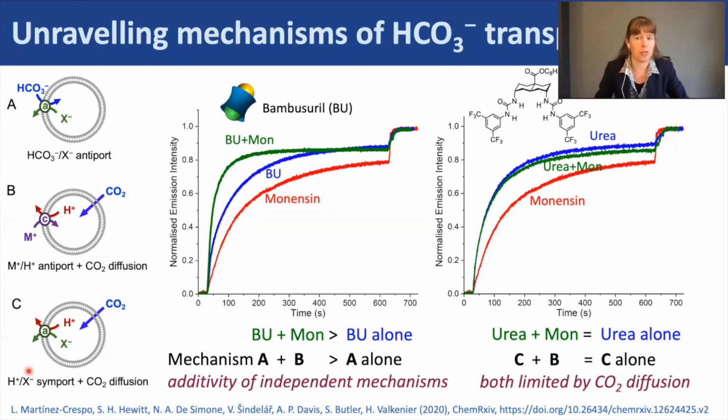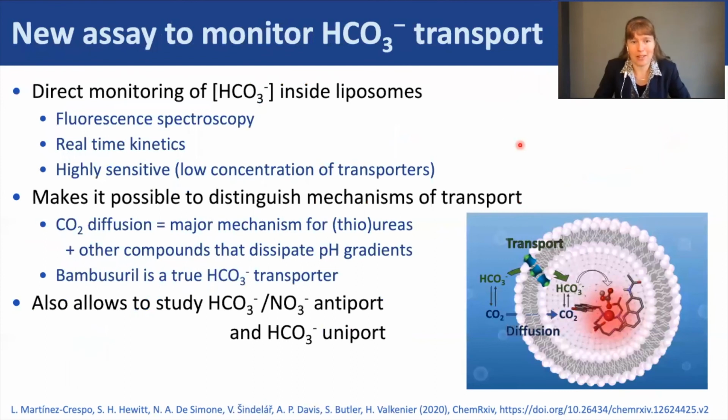Well, this is a very important result because most of the reported anion bicarbonate transporters have these acidic urea or thiourea groups and could potentially just dissipate pH gradients, facilitating CO2 diffusion instead of transporting bicarbonate. So this new assay that we have developed does allow to monitor the bicarbonate transport directly, and it allows to distinguish the actual transport of bicarbonate, for instance by the bambus uril, from CO2 diffusion-based mechanisms by cation transporters or HCl transporters.